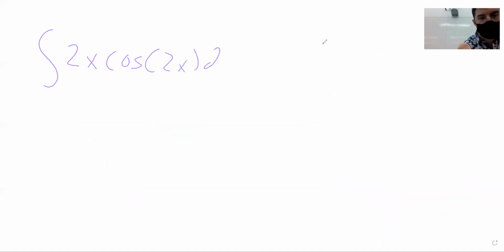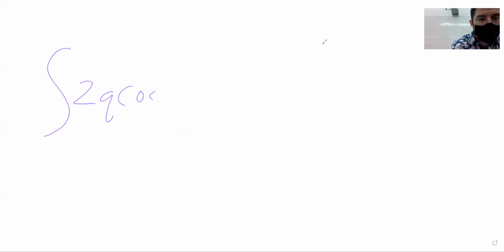How about integral 2x cosine of 2x dx? Actually, I want to change my variable name. Instead of x, what variable name should we use? Q? I like it. Okay. So integral 2q times cosine of 2q with respect to q.